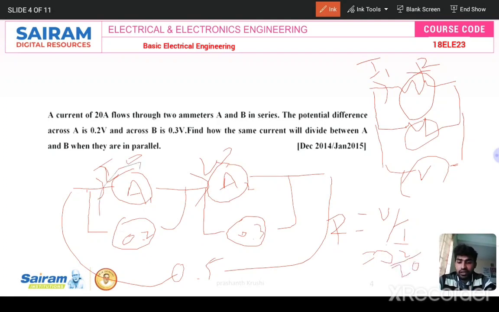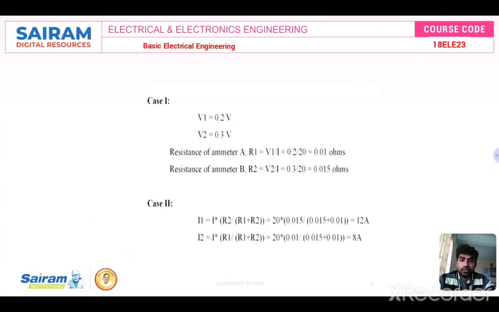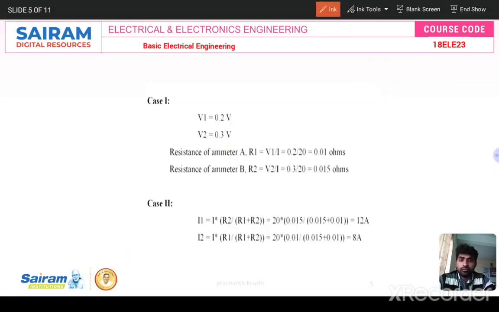So how much will you get? R for this ammeter 1. This one is ammeter 2. So the resistance value of ammeter 2 is 0.3 divided by 20. You will get some value. So the answer becomes like this. Case 1: V1 they have given 0.2 and V2 they have given 0.3 volts. Resistance of ammeter 1, R1, is V1 by I, that is 0.2 divided by 20, and resistance of ammeter 2, R2, is V2 by I, that is 0.3 divided by 20. So we got 0.01 and 0.015.